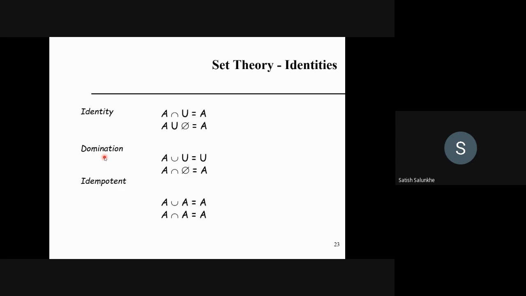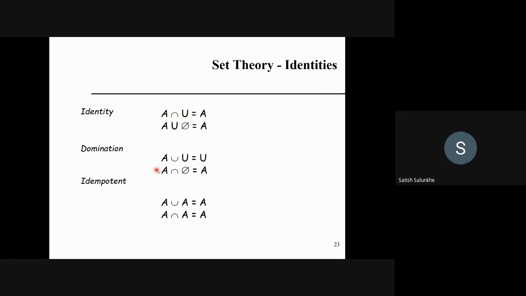Now let us try to understand the important laws of set theory. Identity law. So what is identity law? Any set A intersection with the universal set, you will get the same set. Set A union with the null set, you will get the same set. This is called identity law. All these are laws belonging to set theory. So set A intersection with the universal set is always the same set, and set A union with the null set is always the same set. Whatever the set is here, it is the same.